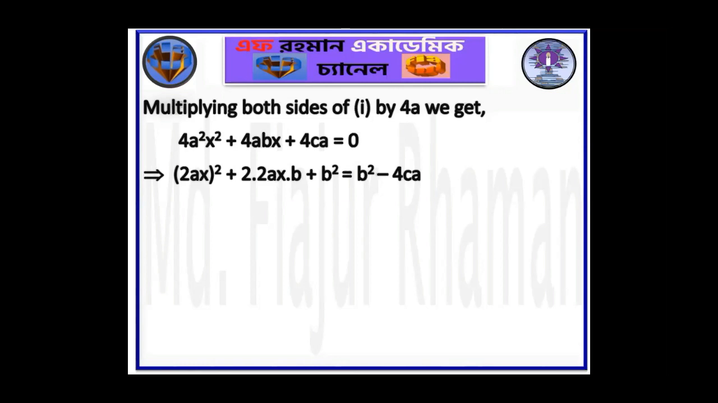As a result, it becomes twice ax whole square plus 2 into twice ax into b plus b square is equal to b square minus 4ca. This equation will be twice ax plus b whole square is equal to b square minus 4ca. Since we know a square plus twice ab plus b square is equal to a plus b whole square.